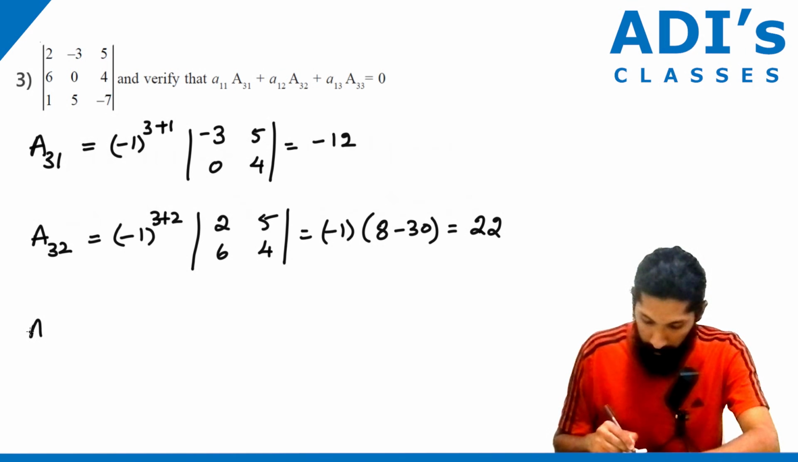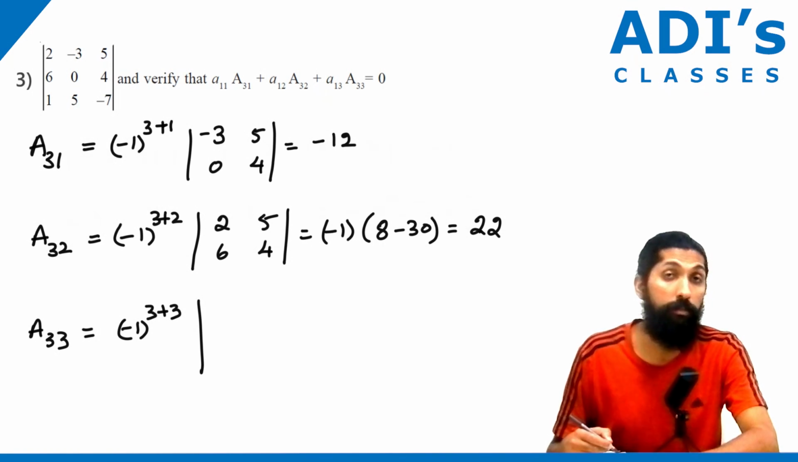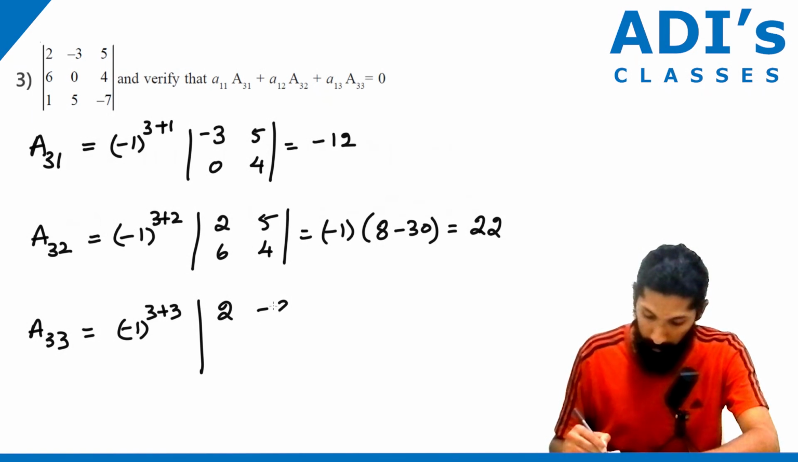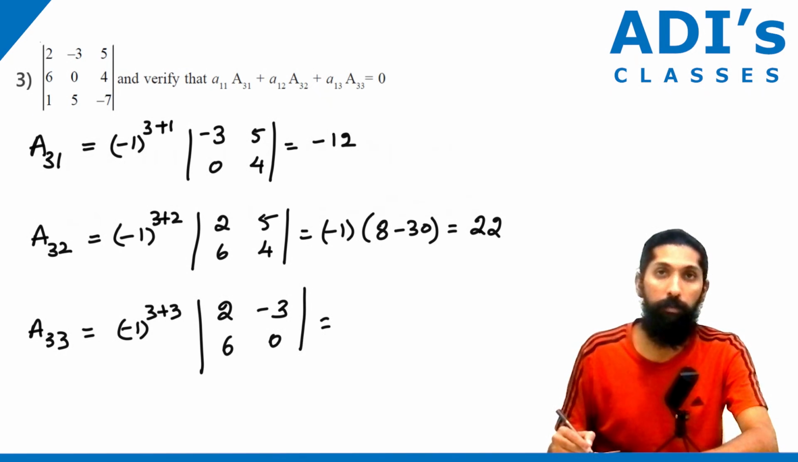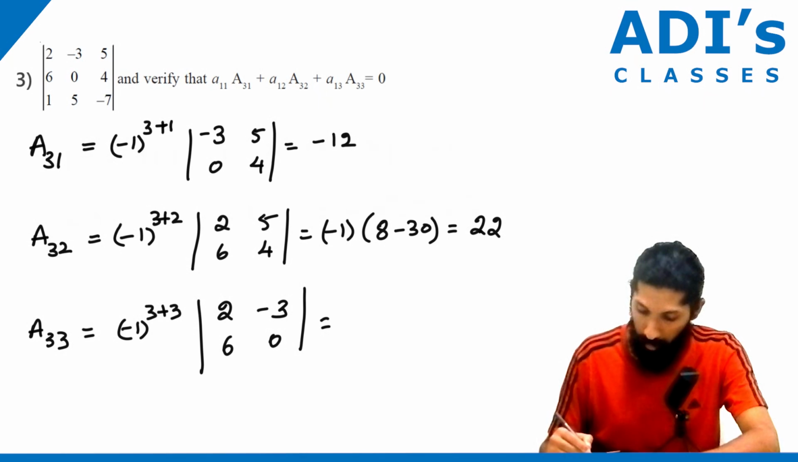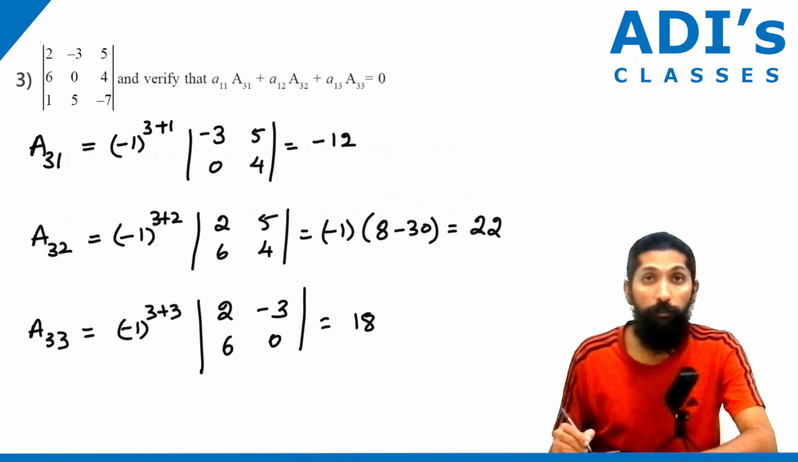Next is A33, minus 1 to the power of 3 plus 3. Determinant of, so 3 and 3, you have 2 minus 3, 6, 0. Anyway, minus 1 power 3 plus 3 is 1. So you have 0 plus 18. So answer becomes 18. This is what we have.